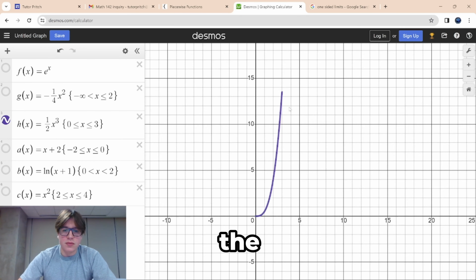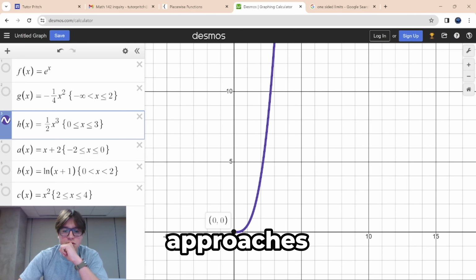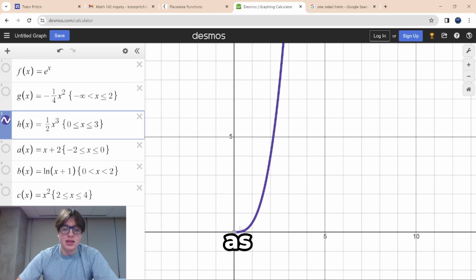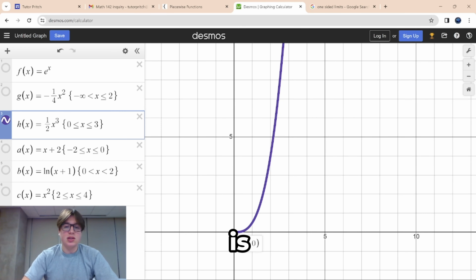Here we have h of x. Here we can see the full h of x picture. We can take the right-hand limit of h of x as it approaches 0, and it happens to be 0. So the limit as x approaches 0 for h(x) equals 0. Now once again, we have nowhere on the left of x equals 0 to approach that point. So our limit as it stands is just the limit as x approaches 0 from the positive direction, from the right side, is equal to 0.